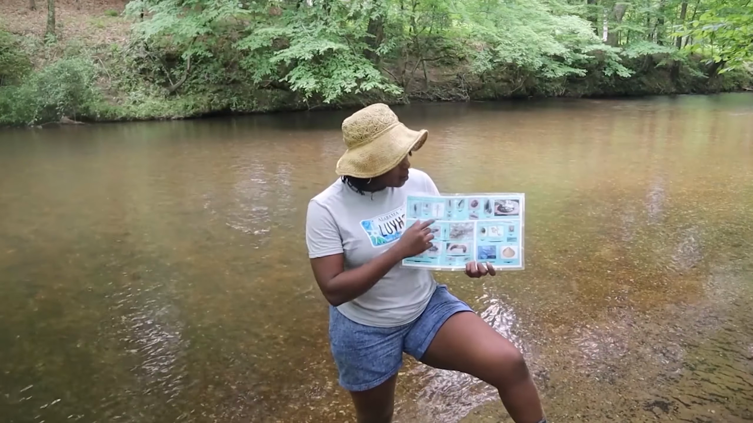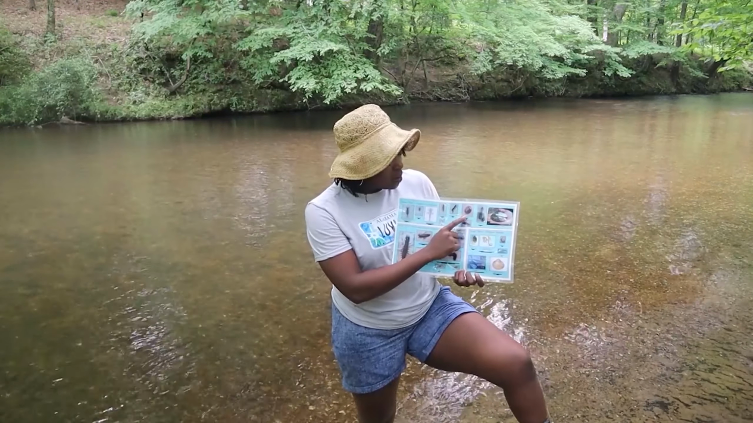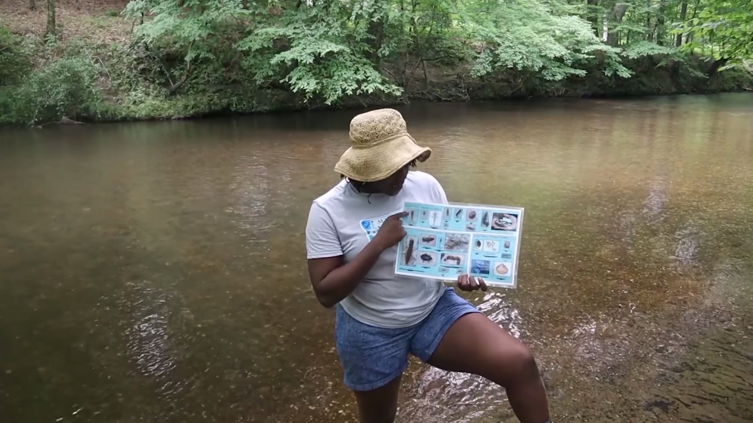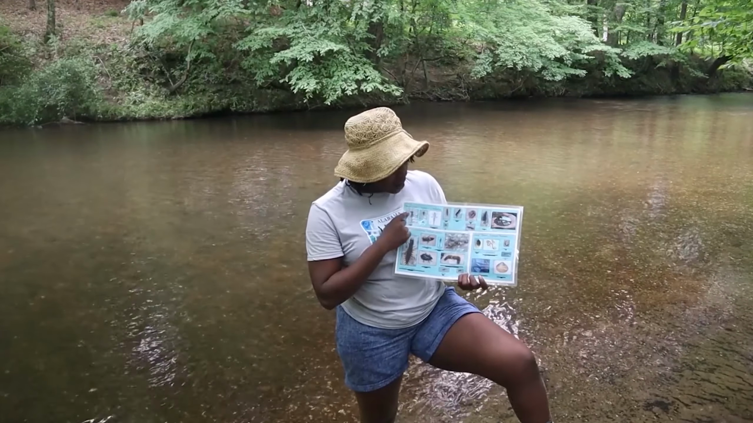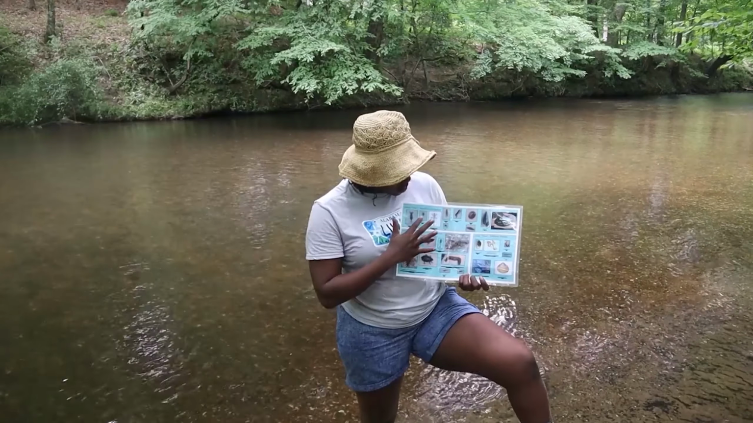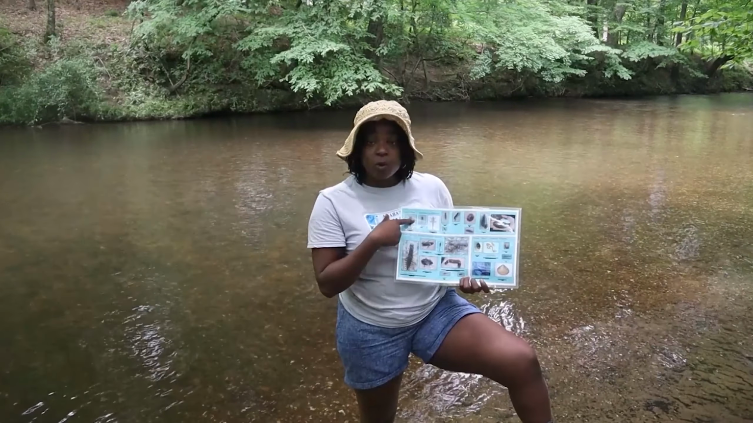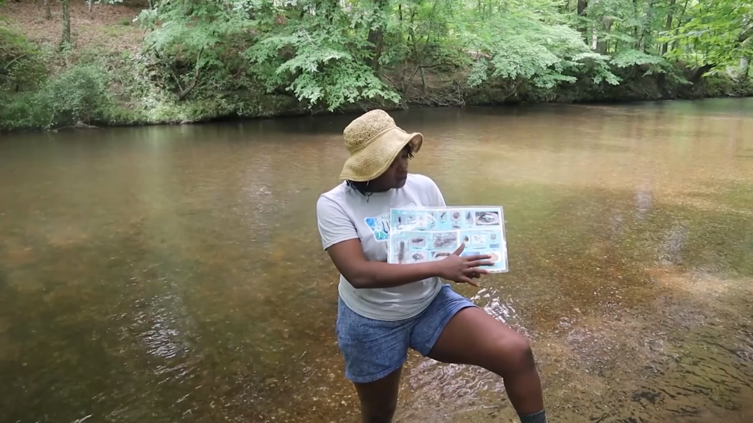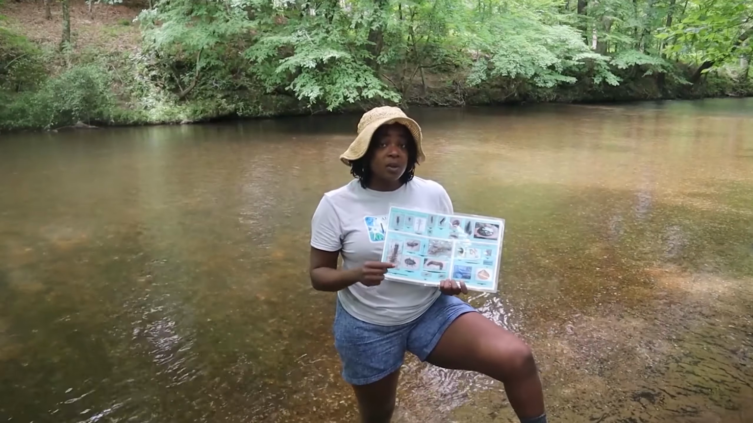Now, let's do an overview. So in group 1, we found gill snails, water pennies, caddisflies, flat-headed mayflies, and I know they got this guy over there. So that is 1, 2, 3, 4, 5 from group 1. We found 7 species from group 2. Okay, and we only found 2 in group 3.